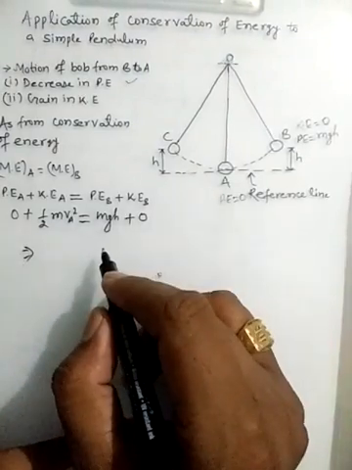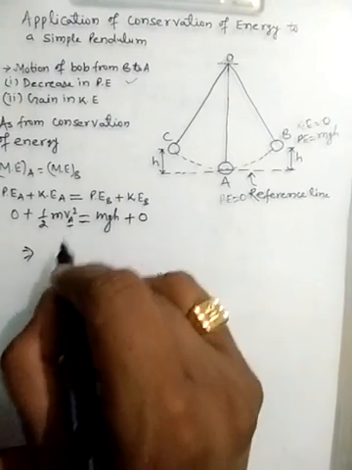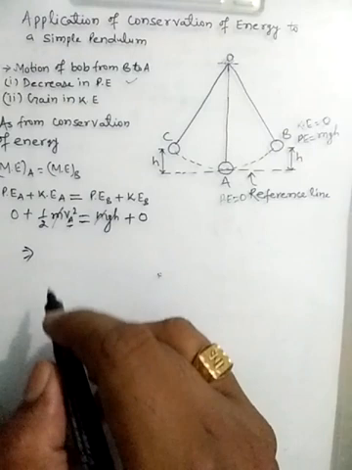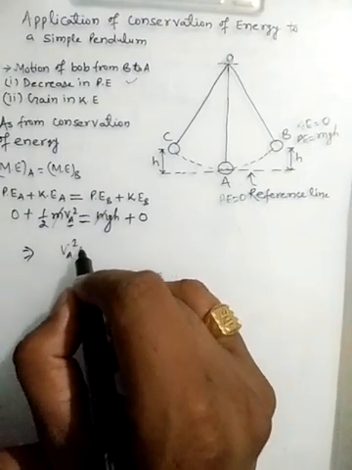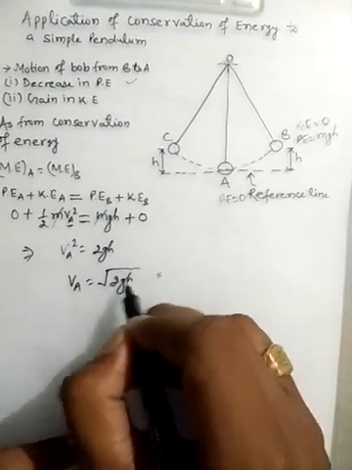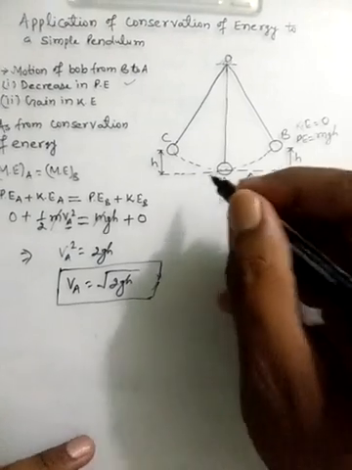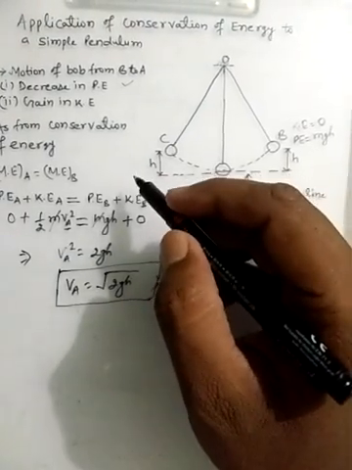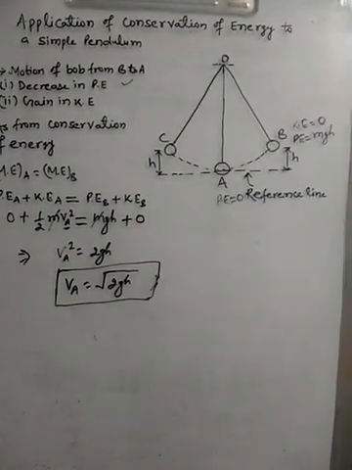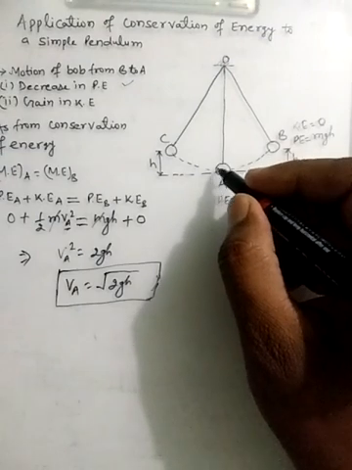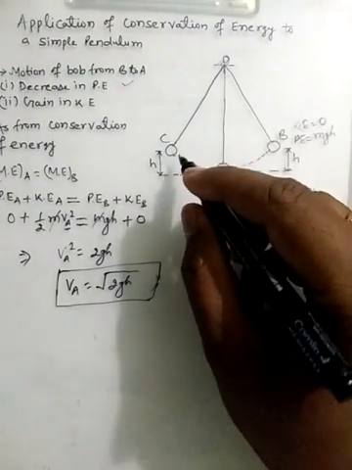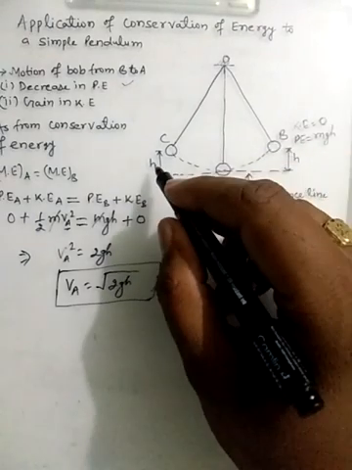Therefore, from this equation we can obtain the formula for vA, the velocity at point A. Here m and m cancel, and vA square will be equal to 2gh, and vA is equal to root 2gh. The velocity at point A is calculated by the conservation of energy principle applied between points A and B, and due to the gain in kinetic energy, the bob moves up to point C, which has a similar height to point B, that is h.